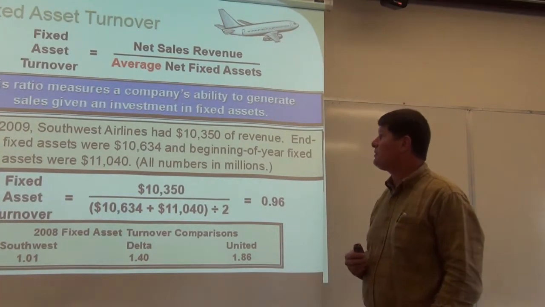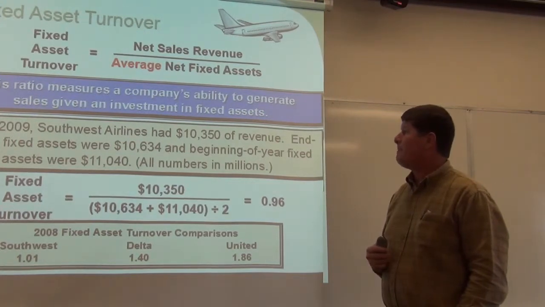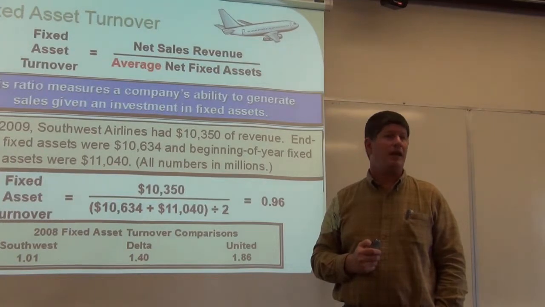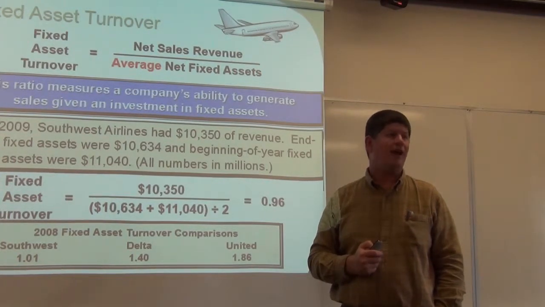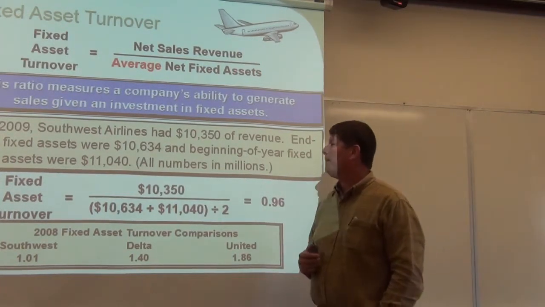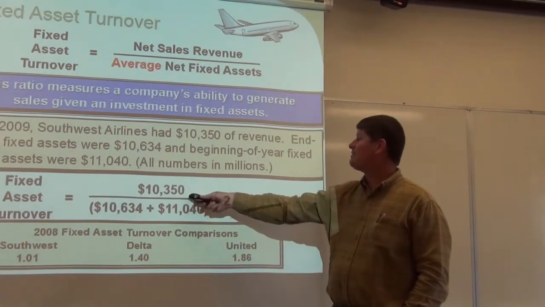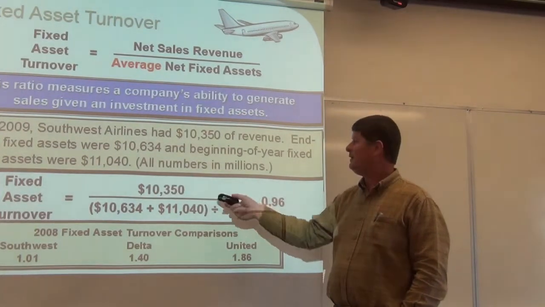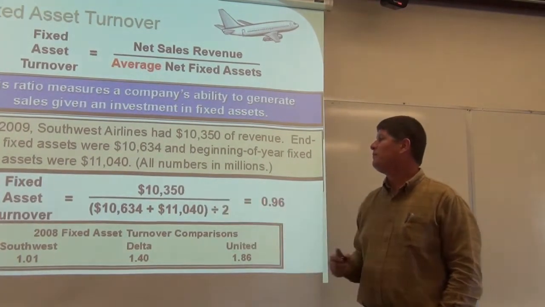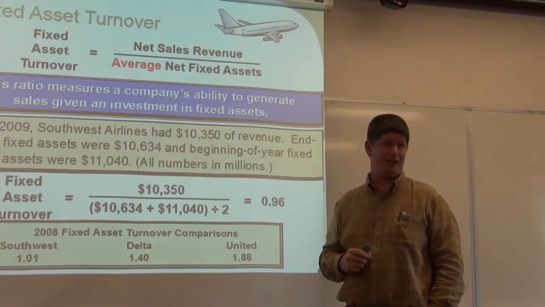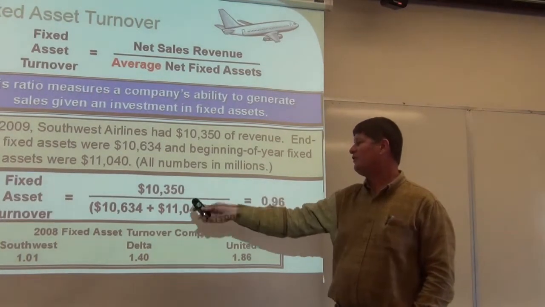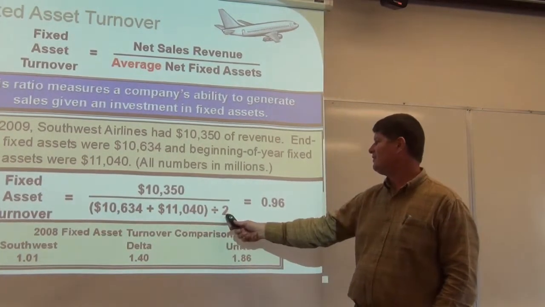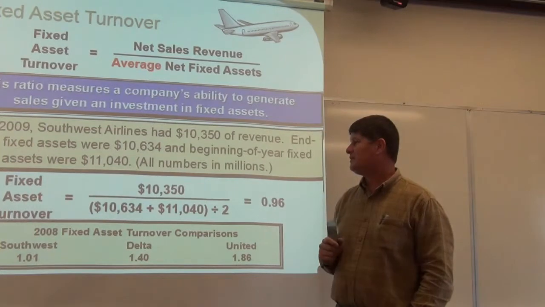In this example, they're using Southwest Airlines. Interesting choice, because what are their fixed assets? Airplanes. And they're really cheap, aren't they? So they had net sales revenue. Notice they've obviously lopped off several sets of zeros here. I'm sure this is $10,350 million or something like that. So 10,350 divided by beginning assets plus ending assets divided by 2 gives you 0.96.